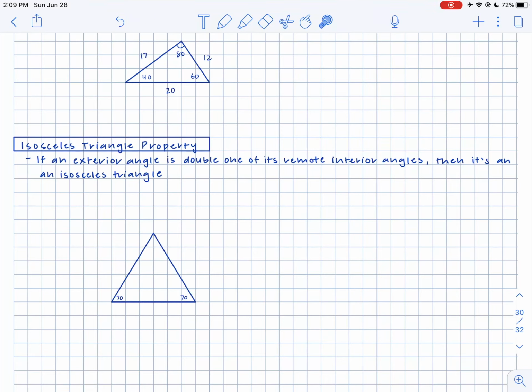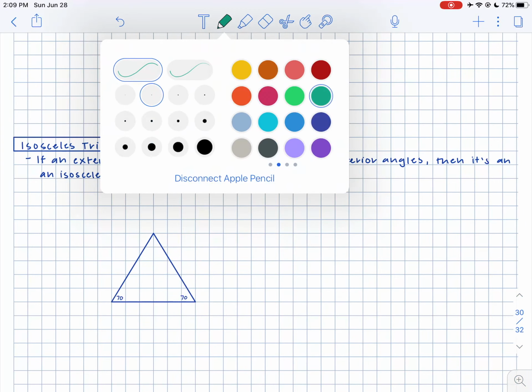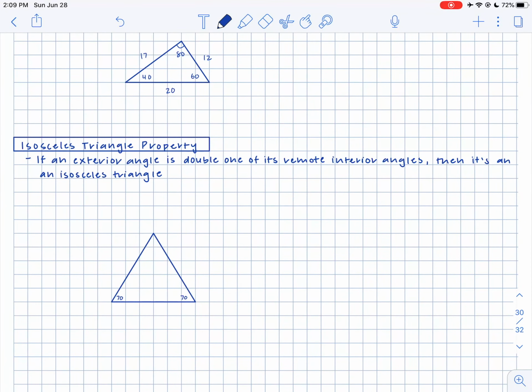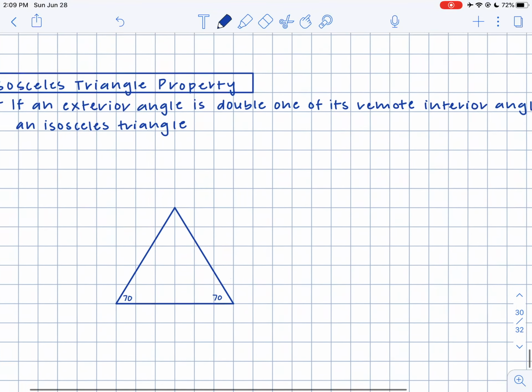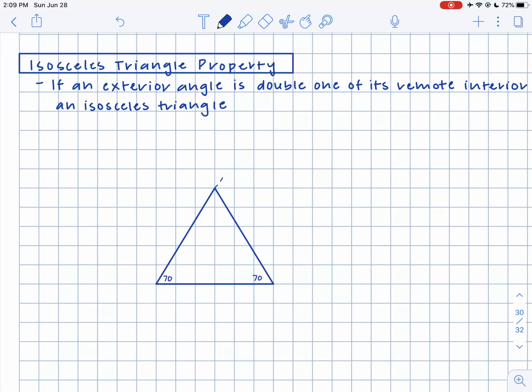This states that if an exterior angle is double one of its remote interior angles, then it's an isosceles triangle. What does that mean? Well, let's draw it out. Remember we talked about exterior angles and where we had 6 of them for a triangle? Let's zoom in. Remember, if we continued these lines, then we would get 2 exterior angles for every vertex, okay? For now, for this situation, I wanted to just focus on these.